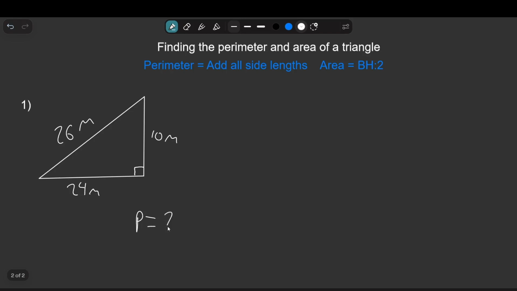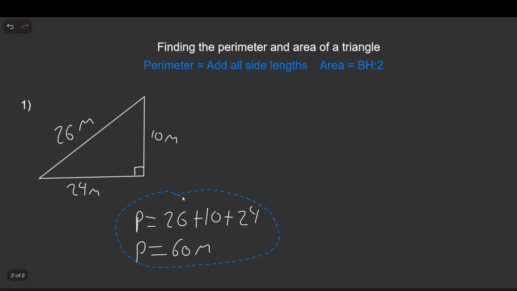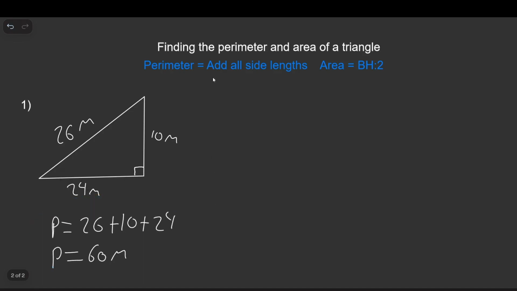Perimeter equals 26 plus 10 plus 24 equals 60 meters. So now we have our perimeter. This one was very easy because we had all the side lengths already.